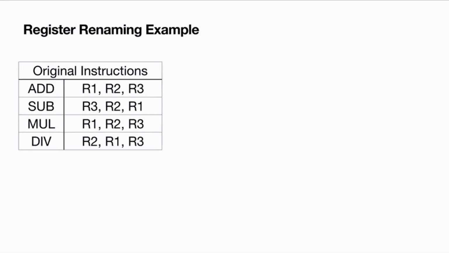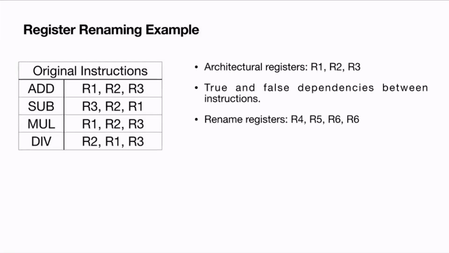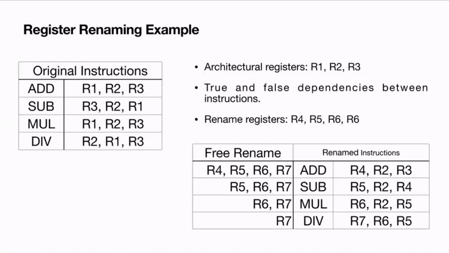Now, in this particular code, R1, R2, R3 are architectural registers. Let us assume that we have four rename registers, R4, R5, R6, sorry, R7, there is a typo. So four rename registers are there. Because of register renaming, we have to update only the destination registers. That means R1 in add, R3 in sub, R1 in mul, and R2 in div. These have to be updated with rename registers. This is the logic.